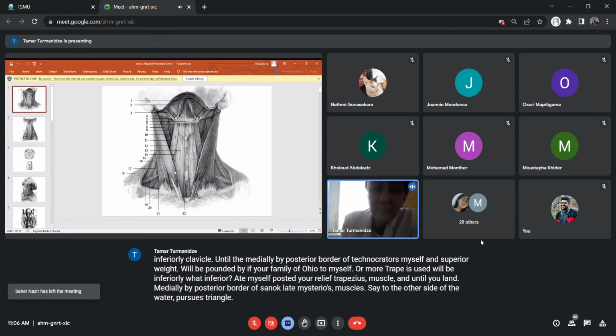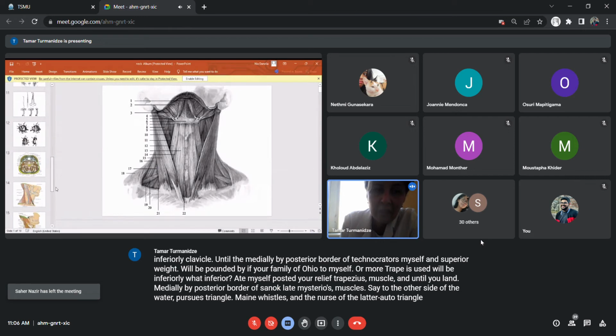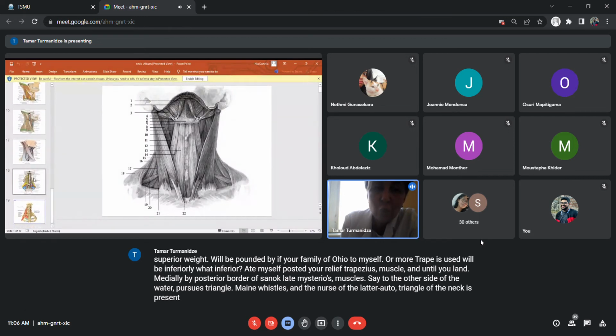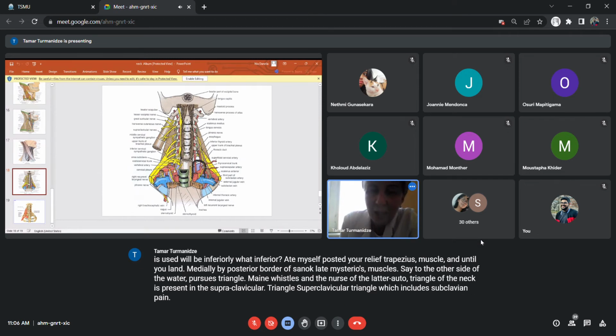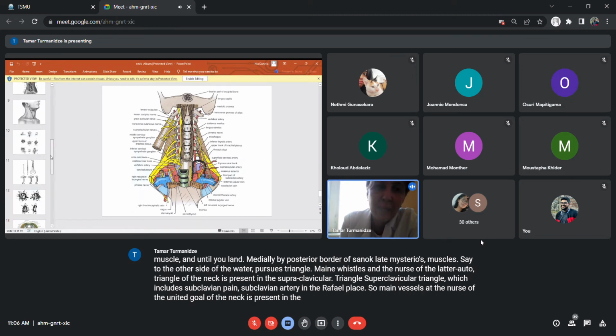The main vessels and the nerves of the lateral triangle of the neck are present in the supraclavicular triangle. The supraclavicular triangle includes the subclavian vein, subclavian artery, and brachial plexus. So the main vessels and the nerves of the lateral triangle of the neck are present in the supraclavicular triangle.